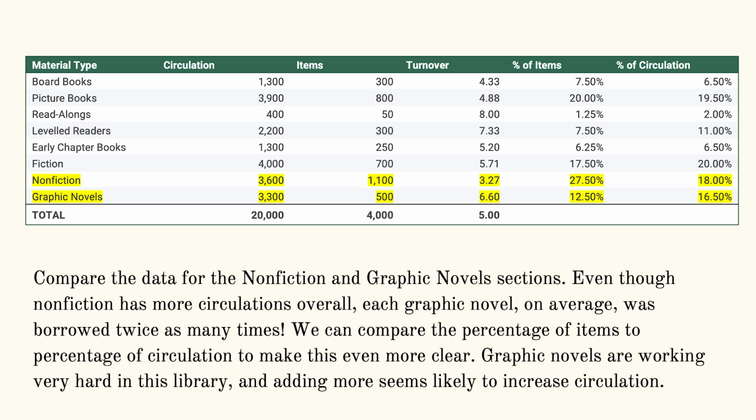So even though nonfiction technically outsorts graphic novels in this library, we can see that on average, each graphic novel went out twice as many times as each nonfiction book. And if you want to make that even more clear, you can look at the fourth and the fifth column. You can compare the percentage of items to the percentage of circulation to see that the graphic novels are, as I would put it, working hard. They're working real hard in this library.